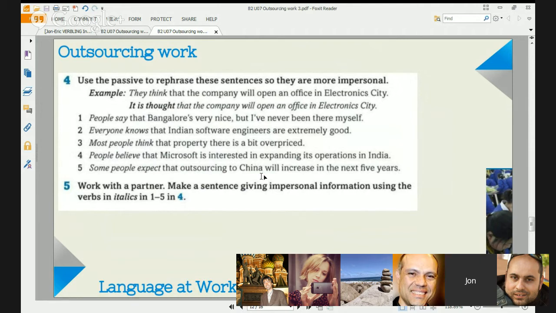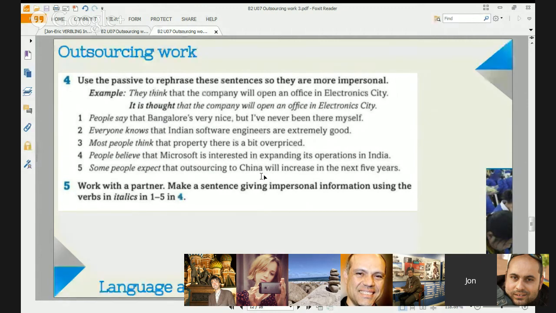Use the passive voice to rephrase the sentences so that they are more impersonal. For example, they think the company will open an office in Electronic City. It is thought that the company will open an office. If you're giving a report, doing a presentation, etc., you would use the second option. If you're speaking to people, you would almost never say that. It's way too formal.